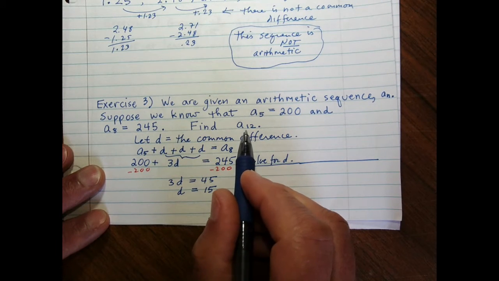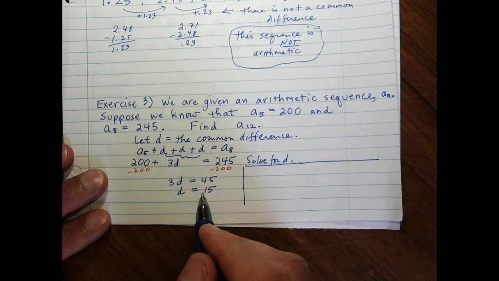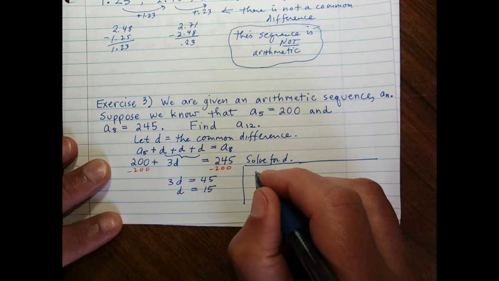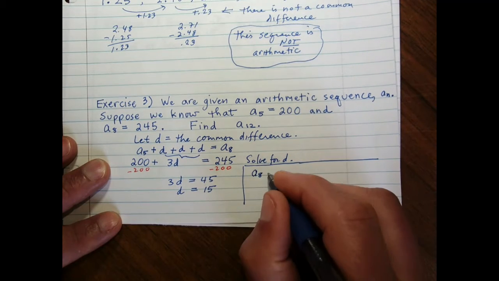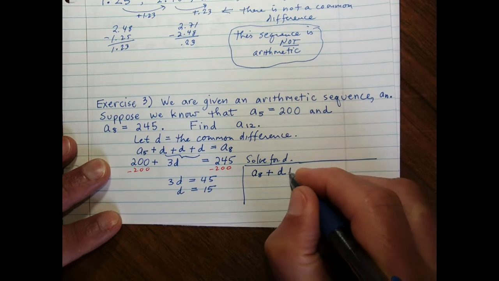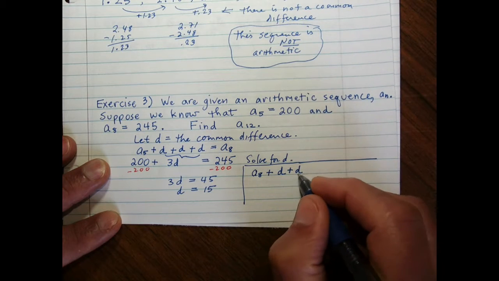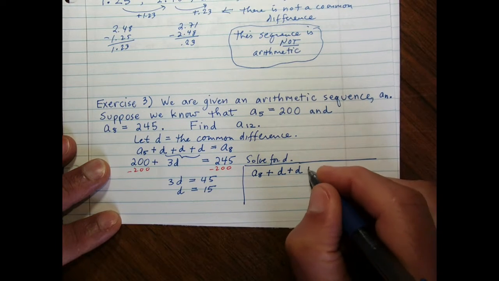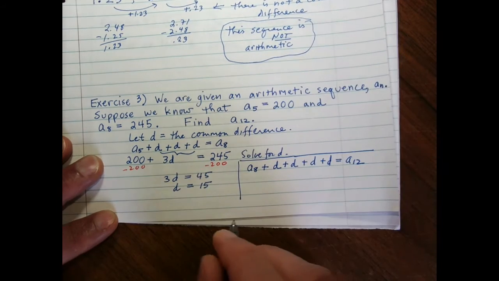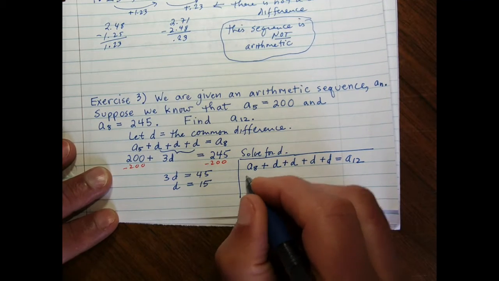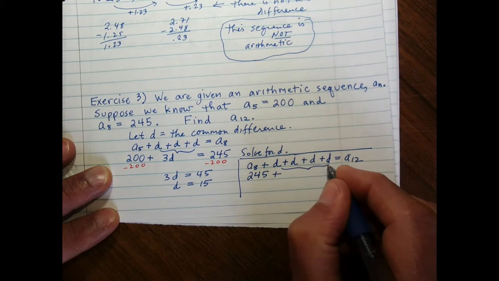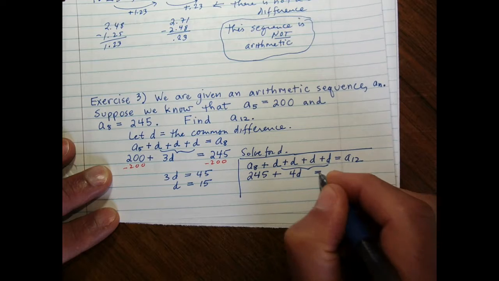I can now figure out a12 just using this common difference and the terms I have. Because if I take, say, a sub 8, one of these terms I have, and I add on a common difference once, that's a sub 9. Add it on again, that's a sub 10. Again, a sub 11, again, a sub 12. That's going to give me my 12th term of the sequence. A sub 8, we already know, was 245. I'm just adding on 4 times D to get a sub 12.